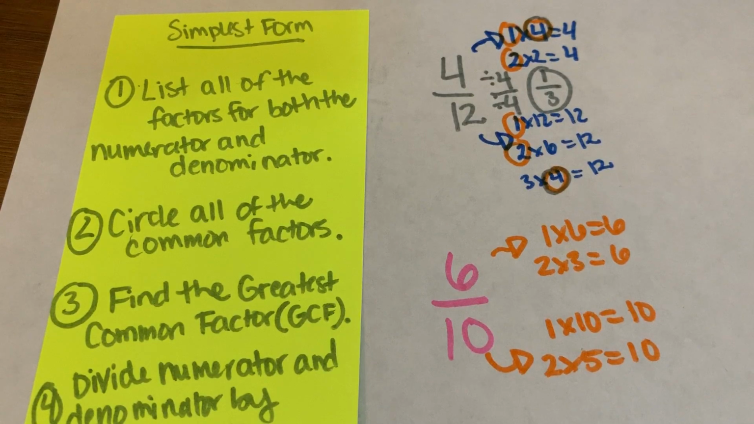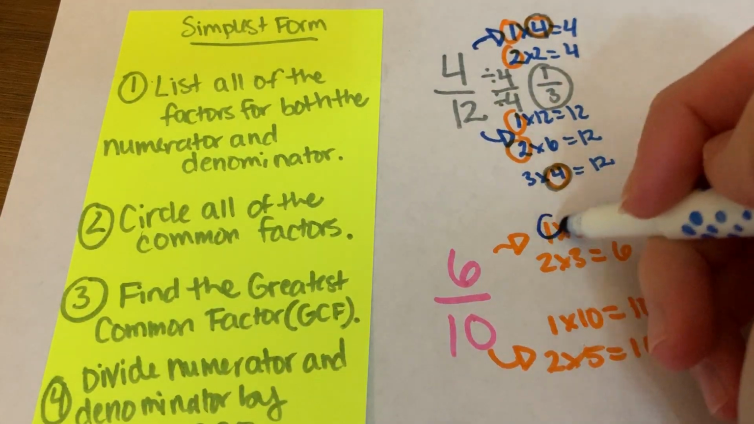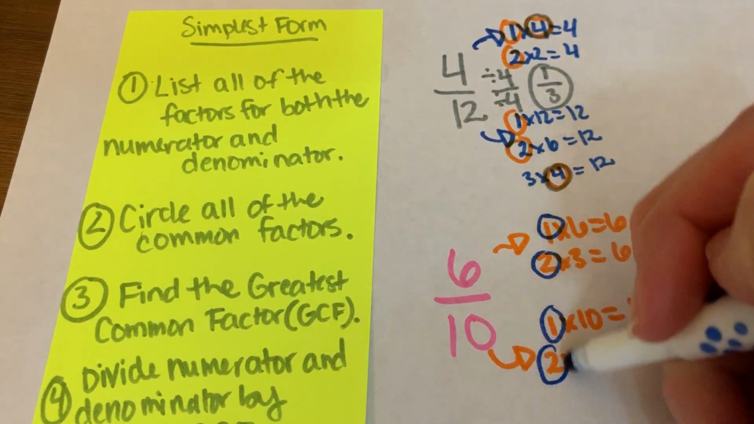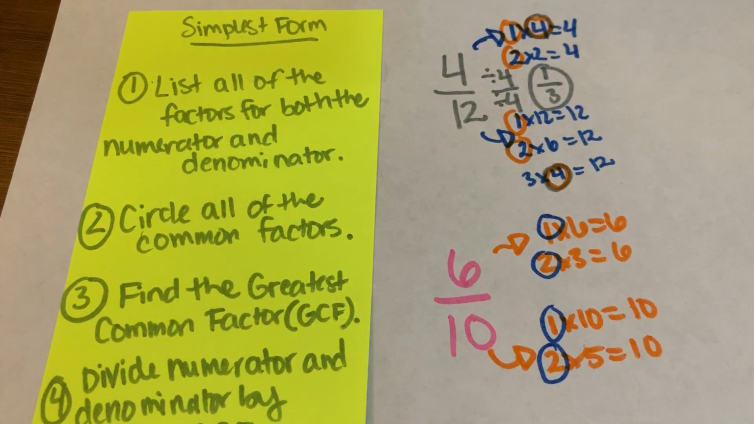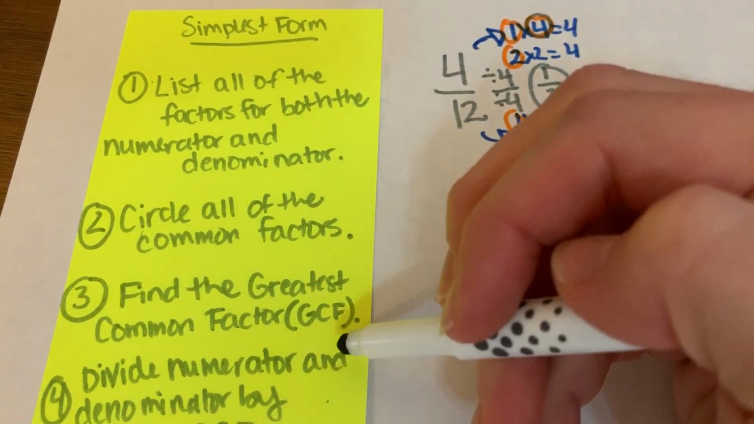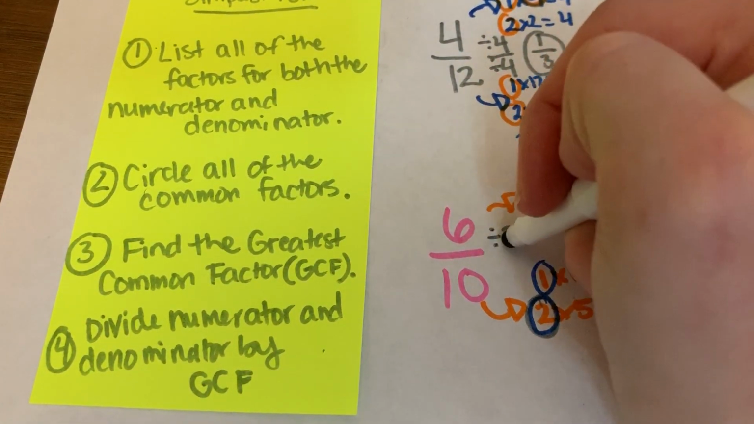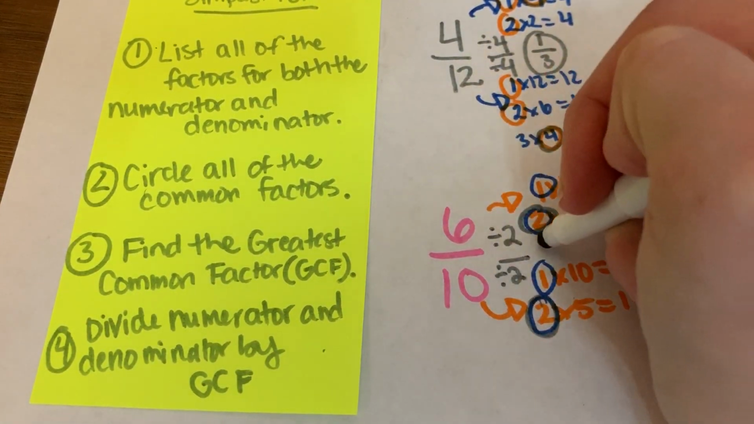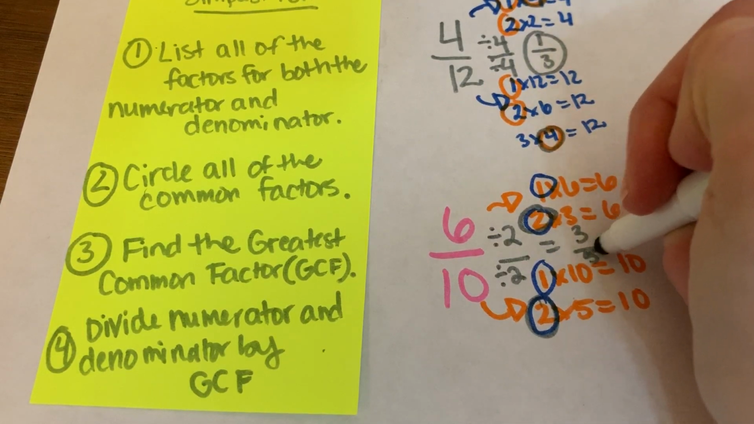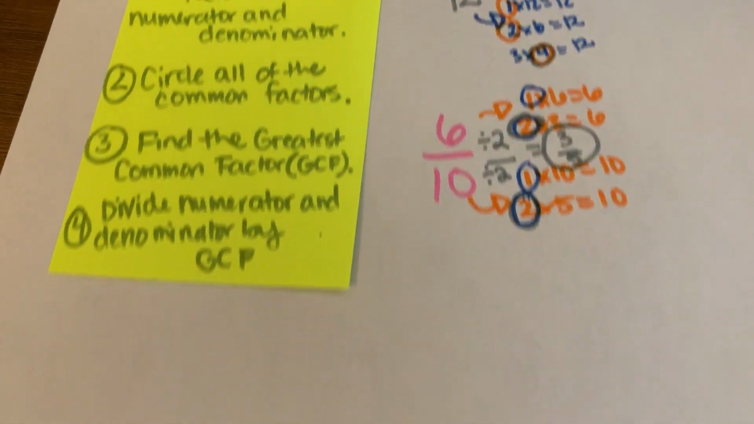All right. So next, I'm going to find the greatest common factor. Oh, I'm sorry. I'm going to circle all the common factors first. That would help. Okay. And now I'm going to find the greatest common factor. That's going to be 2. And then I'm going to divide the numerator and denominator by that GCF. So divided by 2, divided by 2, and I get 3/5. All right, let's go ahead and do another one.